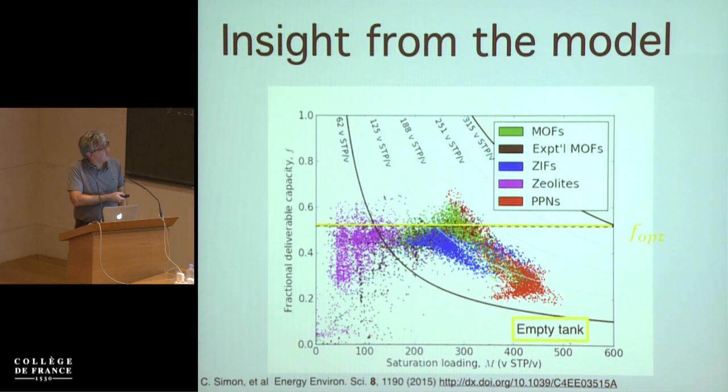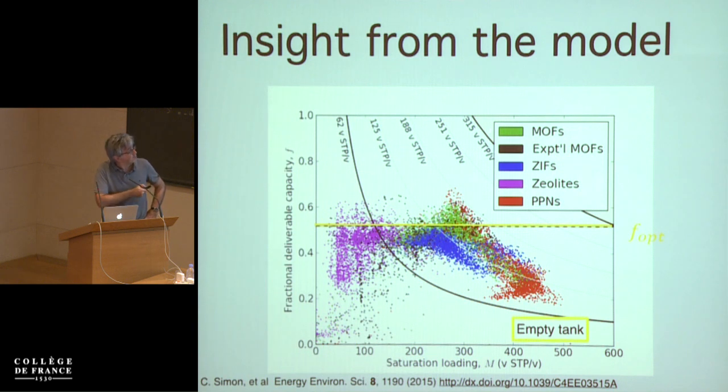And here is the number of sites we have in the material. So what you need to do is create an optimum site, which is the yellow one, and have as many of those as possible. Here, this line is basically an empty tank. Here you would have a material with optimum sites, but not that many. Here you have a material with lousy sites, but many of those sites. So this is the deliverable capacity.